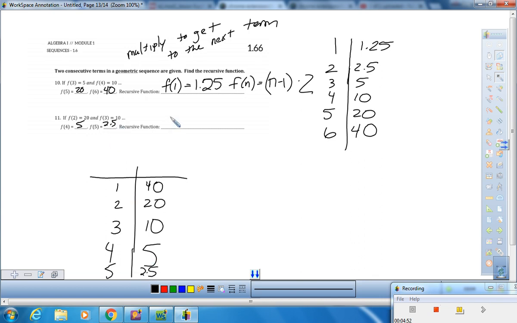And for the recursive formula, the first term will be 40. To find any term you want, take the previous term, that's what recursive is, and multiply it by a half. Or you could say divide by 2. I would take that, no problem.